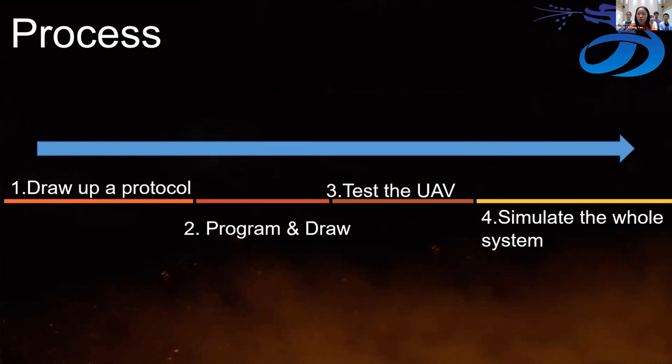And after getting ready for all the preparation, let me tell you how our system was born and how it works in real life events. Next, turn to our plan. Here are 4 simple steps throughout the process: draw up a protocol, program and draw, test the UAV, simulate the whole system.